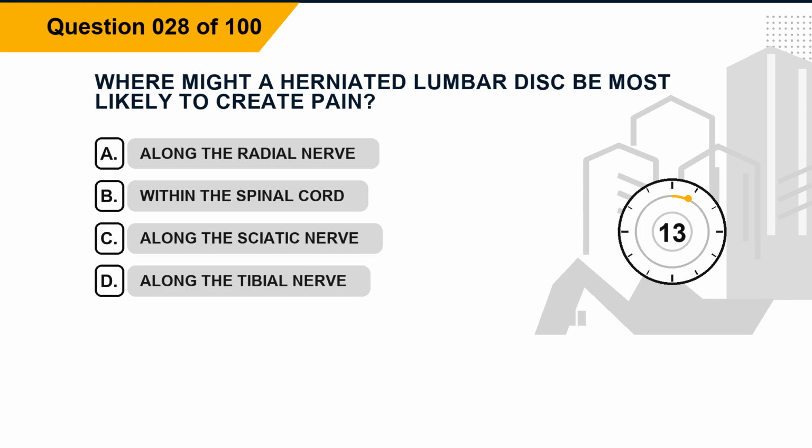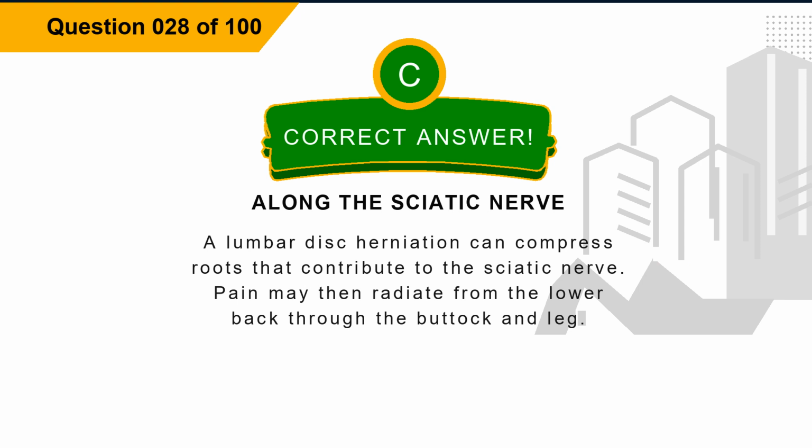Question 28. Where might a herniated lumbar disc be most likely to create pain? Option A, along the radial nerve. Option B, within the spinal cord. Option C, along the sciatic nerve. Option D, along the tibial nerve. The correct answer is option C, along the sciatic nerve.